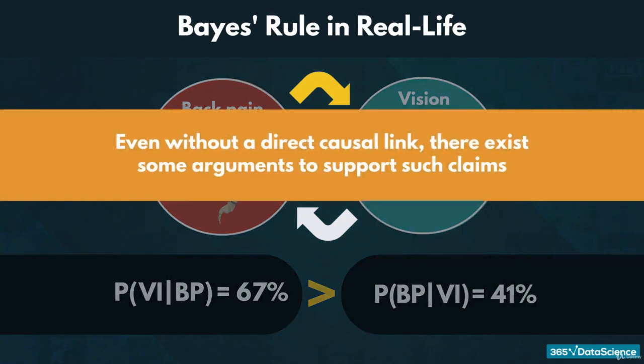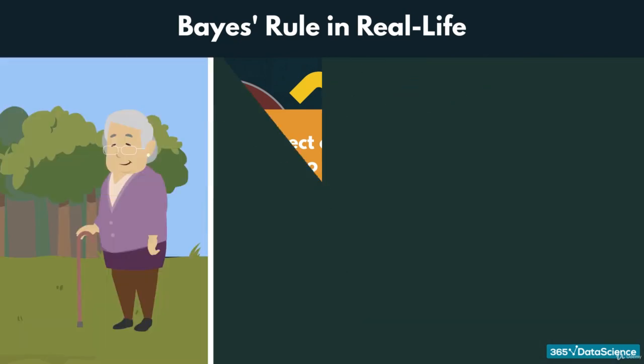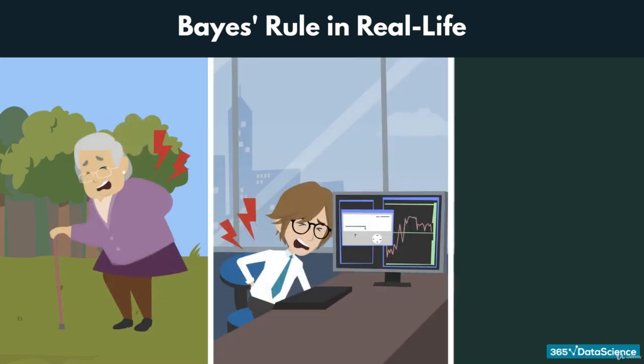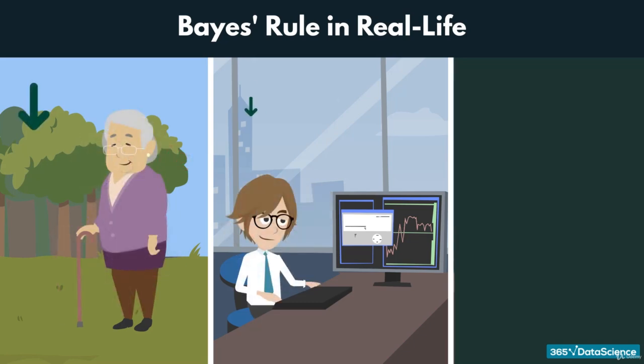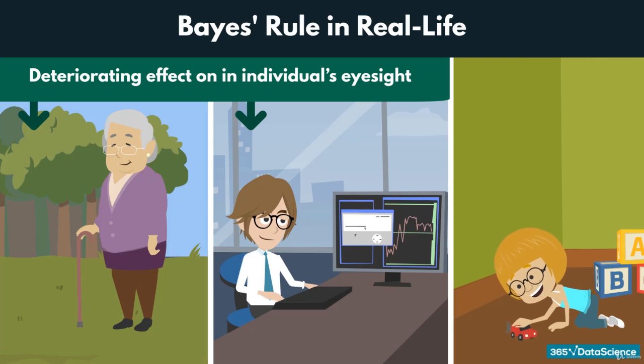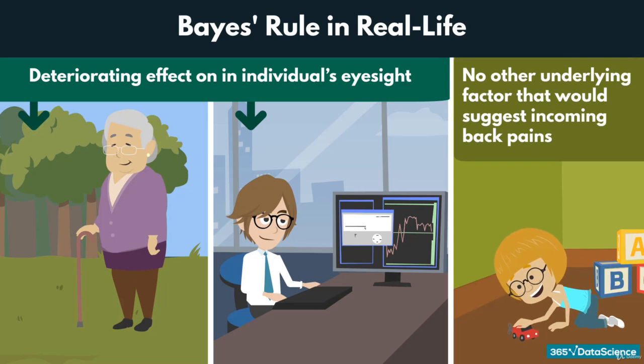Even though we cannot find a direct causal link between the two, there exist some arguments to support such claims. For instance, most patients with back pain are either elderly or work a desk job where they remain stationary for long periods. Old age and a lot of time in front of the desktop computer can have a deteriorating effect on an individual's eyesight. However, many healthy and young individuals wear glasses from a young age. In those cases, there is no other underlying factor that would suggest incoming back pains.